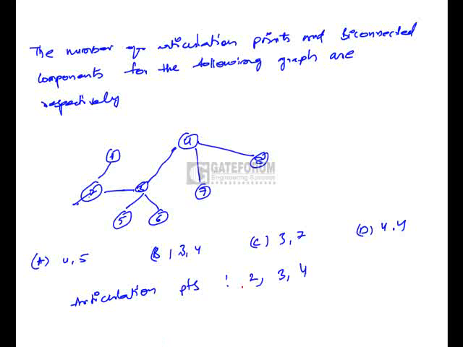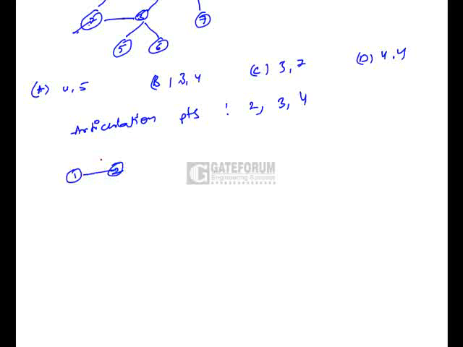Now let us find the biconnected components. A biconnected component is a component in which there will not be any articulation point. If we see the graph, we can say 1, 2 is one biconnected component. Why? Because even if we delete either 1 or 2, the graph is not going to be disconnected into more parts. So this is one biconnected component. In the same way, 2, 3 is also a biconnected component.